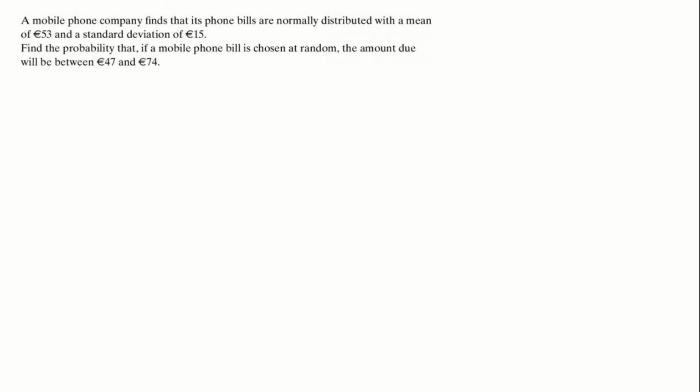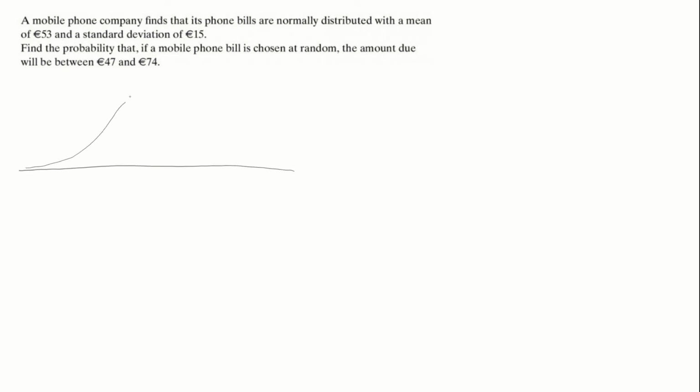A mobile phone company finds that its mobile bills are normally distributed with a mean of €53 and a standard deviation of 15. Find the probability that if a mobile phone bill is chosen at random, the amount due will be between €47 and €74. So this is just like the one we were just looking at, where you're between two figures. So let's draw what they're asking us to find here.